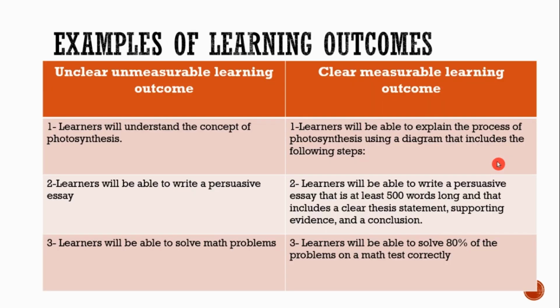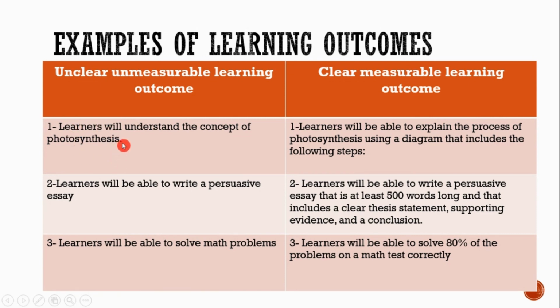Maybe at this point, we look at examples of learning outcomes that are unclear and unmeasurable compared to those that are clear, measurable learning outcomes. If you look at the first example of an unclear and unmeasurable learning outcome: learners will understand the concept of photosynthesis. So this learning outcome is unclear.